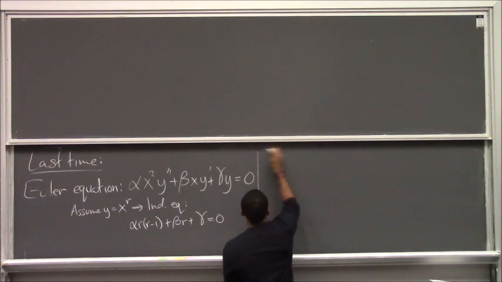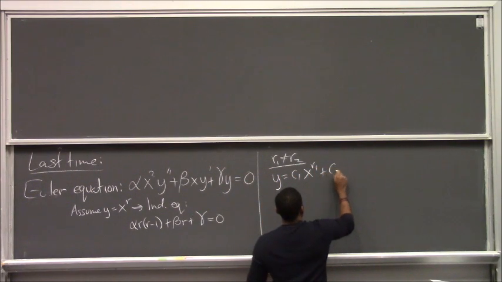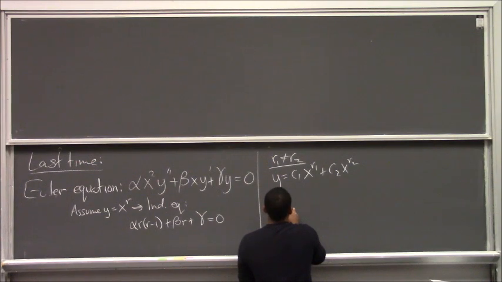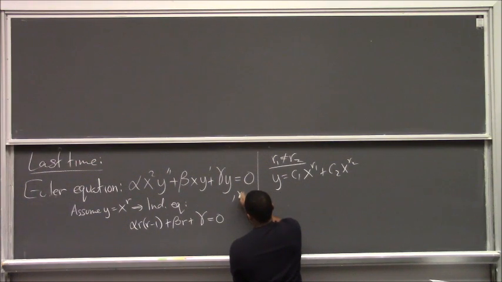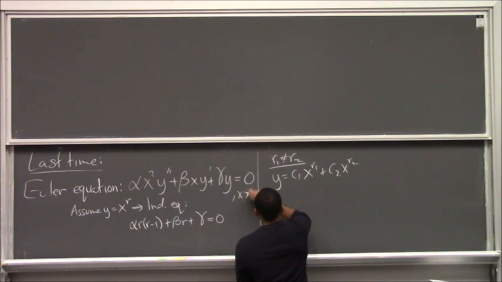So we have two real distinct roots. What does our solution look like? C1 x to the r1 plus C2 x to the r2. But you have to check if x is less than 0, and then you put absolute values. Here we're assuming x is not equal to 0. If it's less than 0, you put the absolute values, and let's assume it's greater than 0. What about if we have one real root, repeated roots?